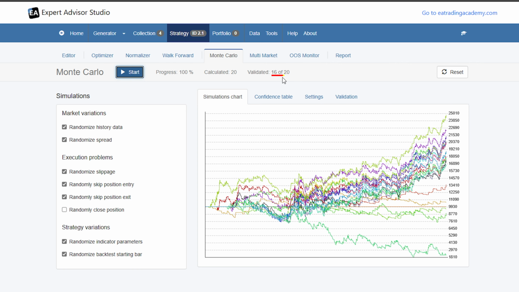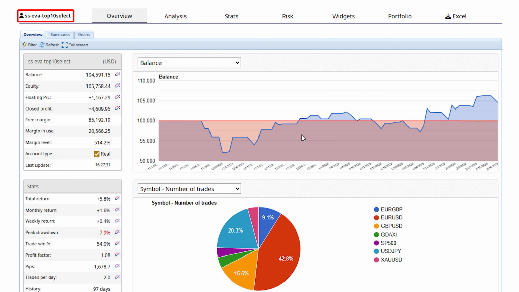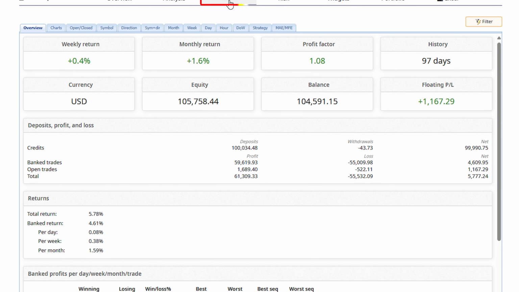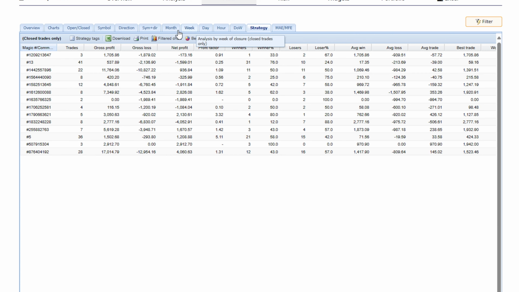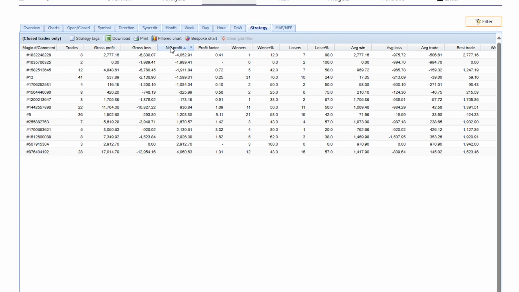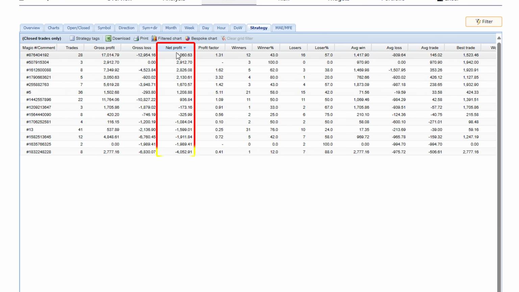So 16 out of 20 tests passed the validation. But of course the best test is to trade it on a live account. And I want to show you one more strategy that one of my team members selected. It is in this 100k account, and if I go to stats and show the strategy, and arrange the strategies according to the net profit, it is the one over here that brought $2,826 of a profit, and it's ending on a magic number 0088.